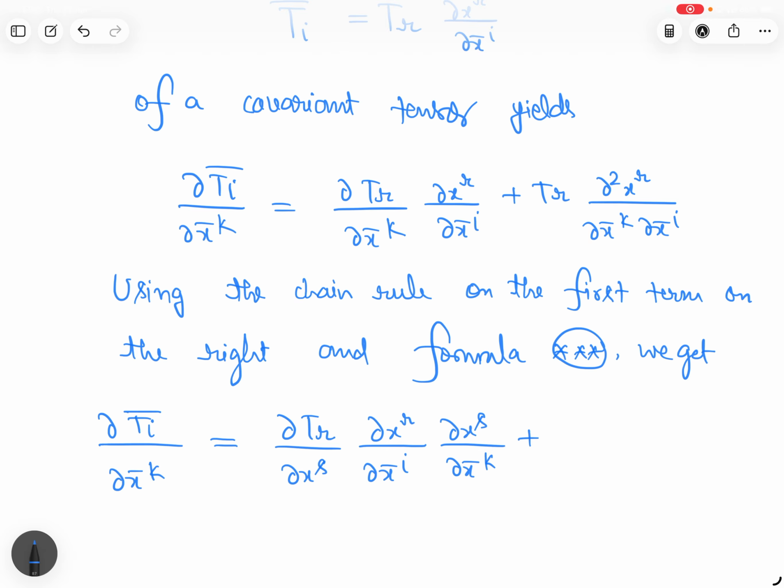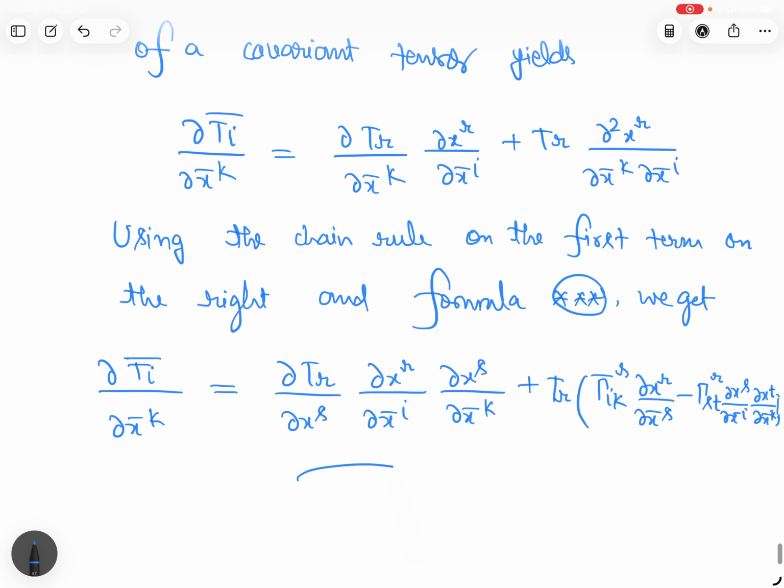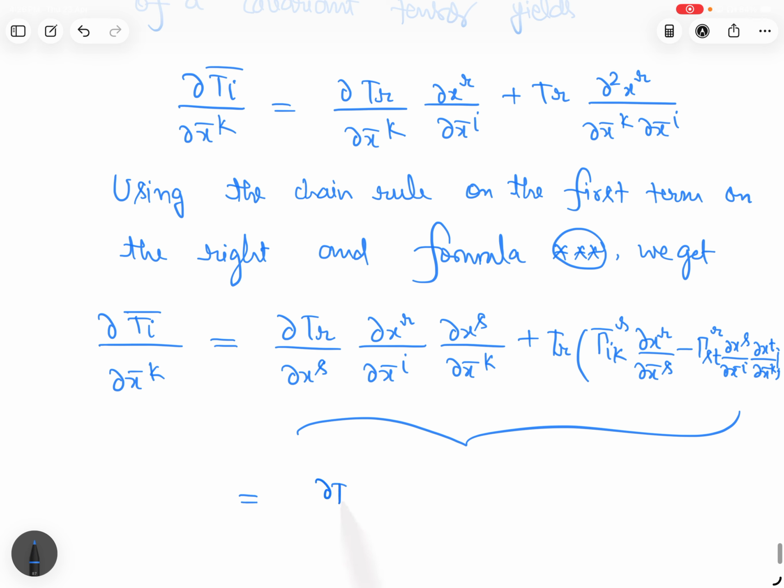After solving it, after rearranging this, we get the following: ∂T_i/∂x̄_k minus Γ_ik^t T_t is equal to ∂T_r/∂x^s minus Γ_rs^t T_t times ∂x^r/∂x̄_i ∂x^s/∂x̄_k.